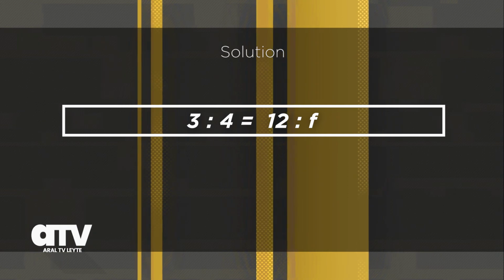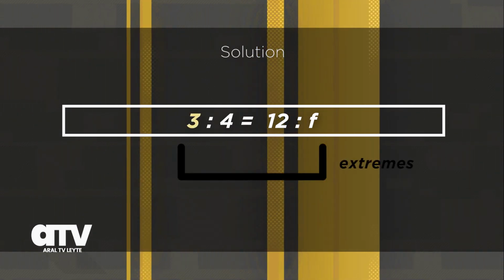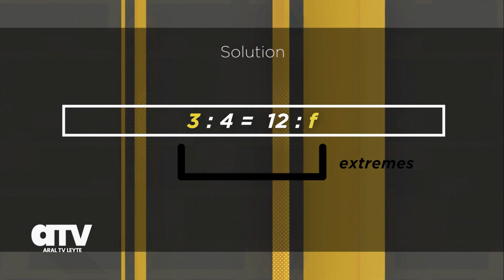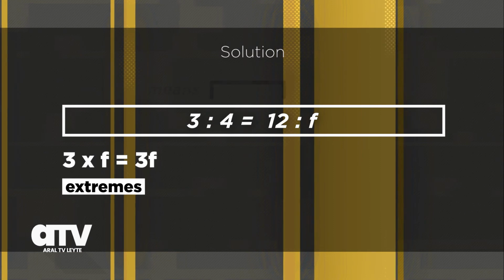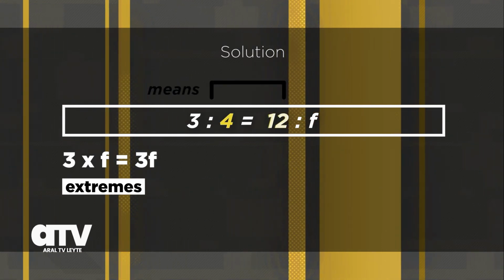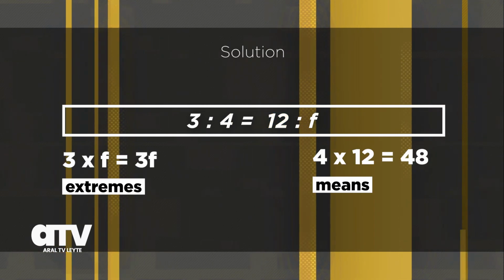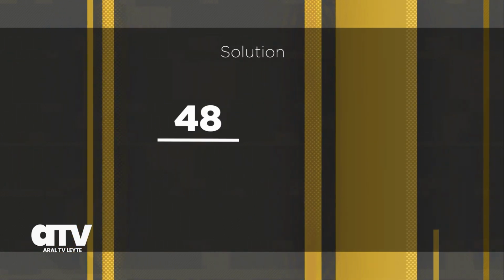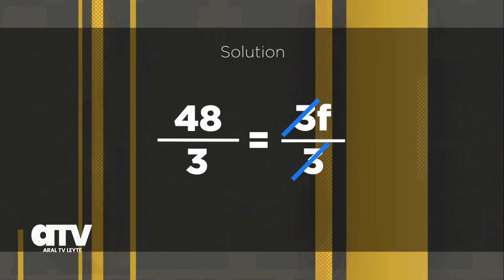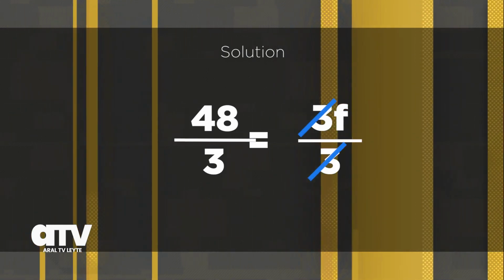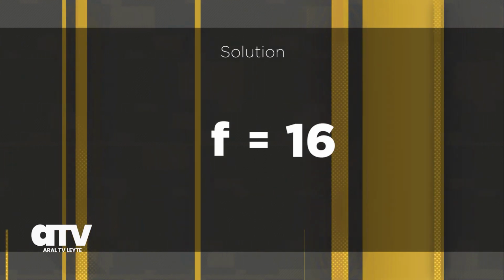3 is to 4 as 12 is to f. Multiply the extremes. 3 times f is equal to 3f. Multiply the means. 4 times 12 is equal to 48. Divide 48 by 3, the number multiplied to the missing term. Therefore, f is equal to 16.